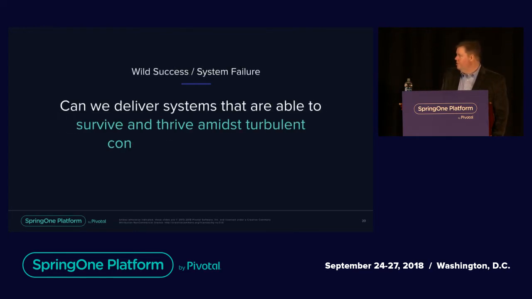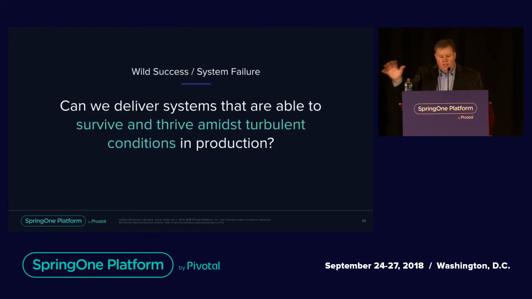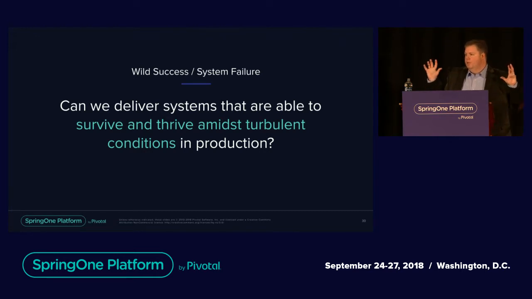And then there's this wild success coupled with system failures. Can we deliver systems that are able to not only survive but also thrive amidst turbulent conditions in production? So can we throw whatever stress we can imagine at a piece of software, and not only does it continue to work, but it continues to provide satisfaction to the customer?